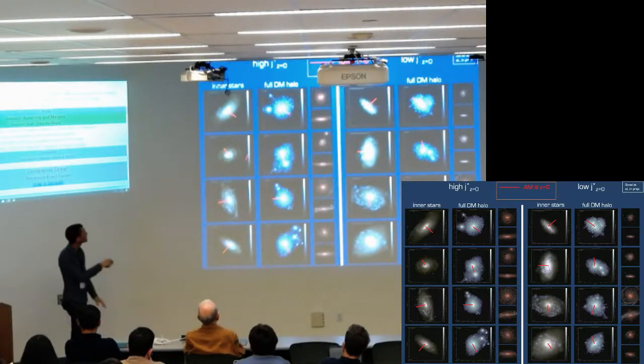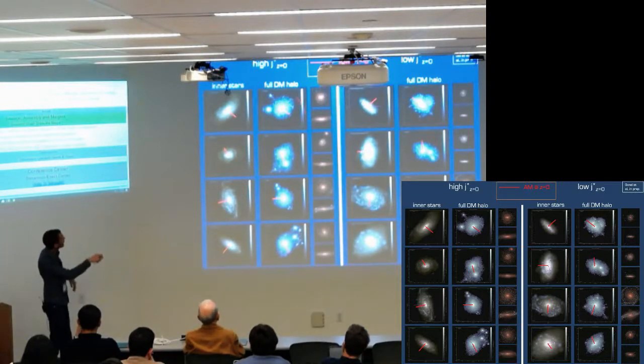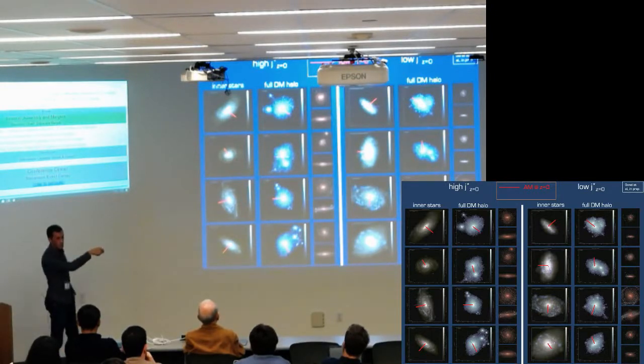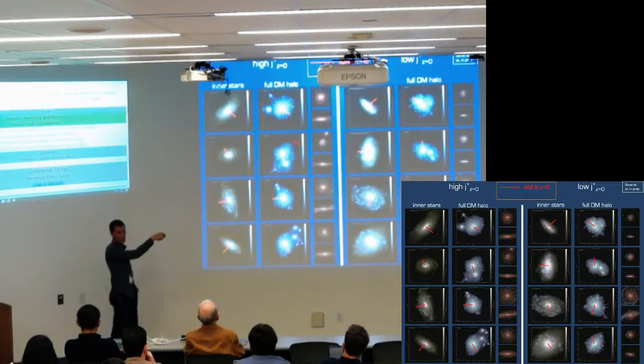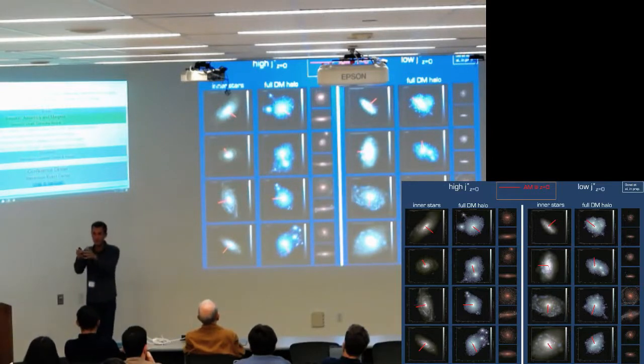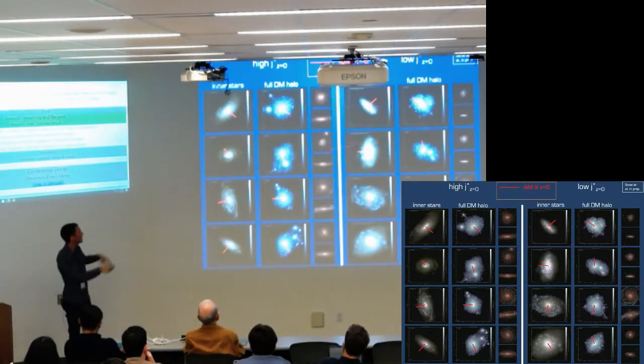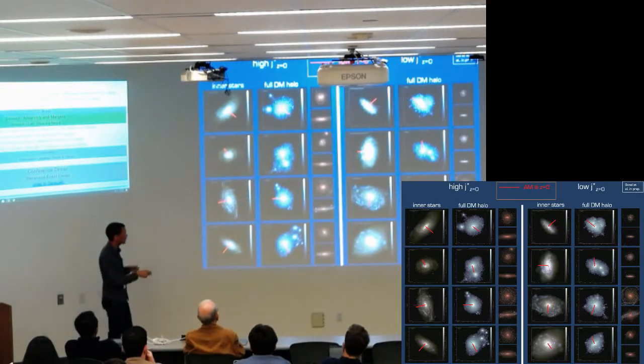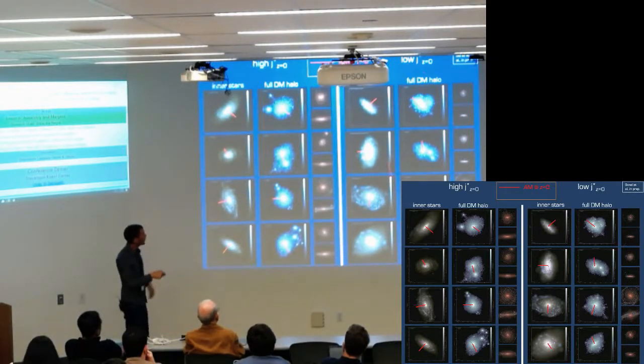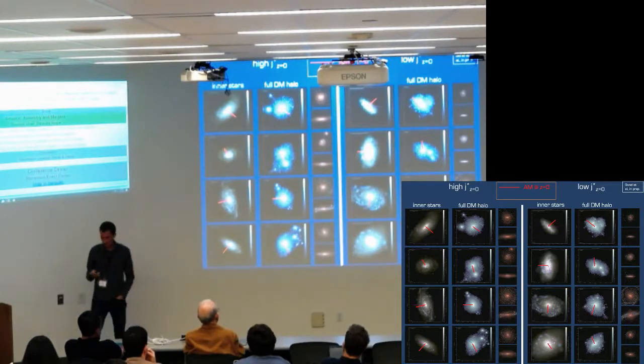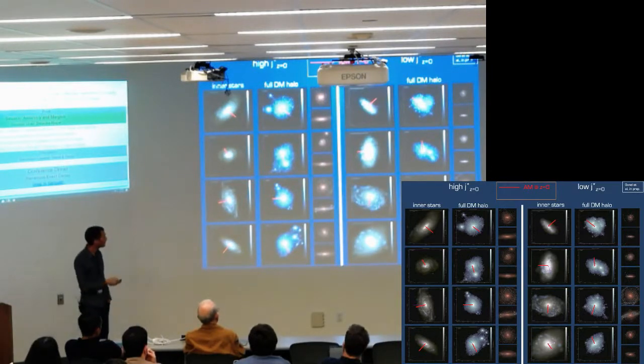We see in most cases for the disk galaxies, they're pointing in a similar direction, but here there is a case where they actually point in opposite directions. And you can see that this is a merging halo. So if you compare the inner galaxy and the full dark matter halo, this can be an origin of noise. For the low J galaxies, much more often they point in different directions.